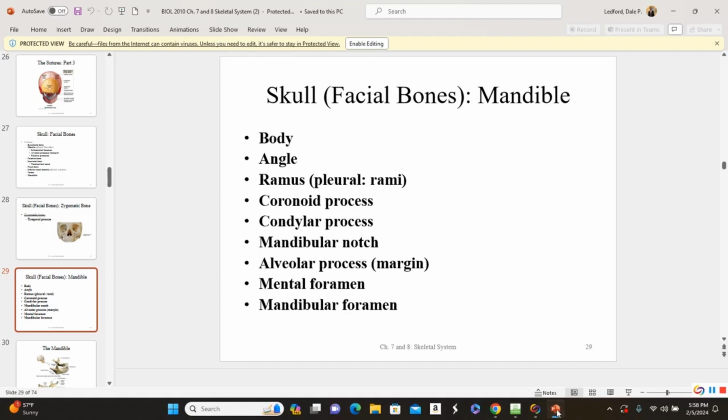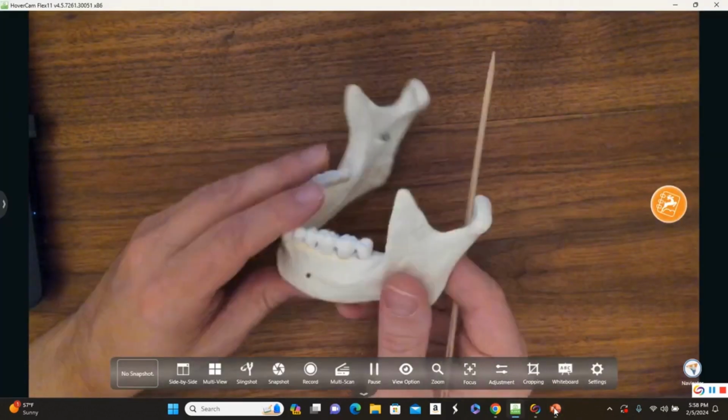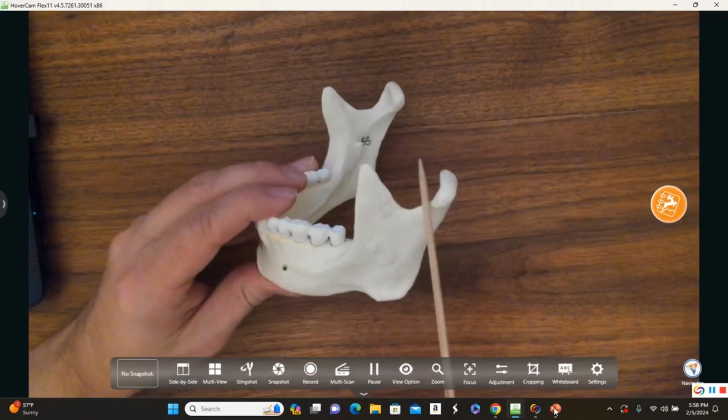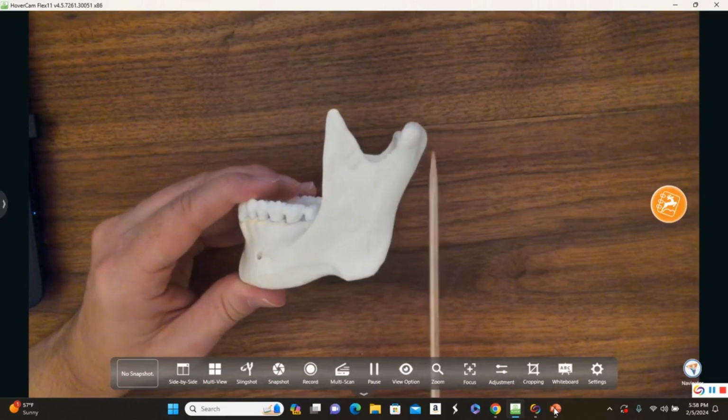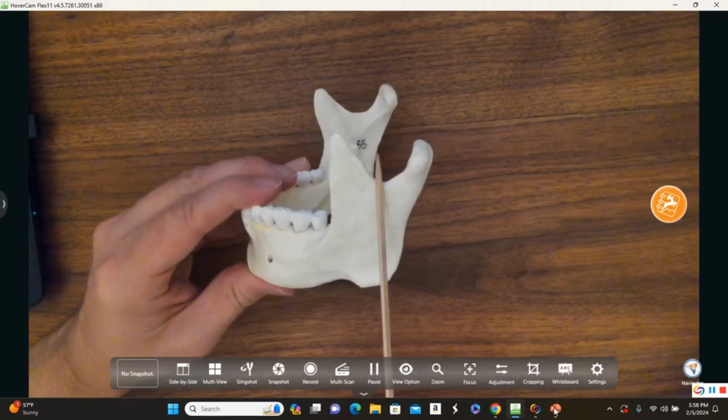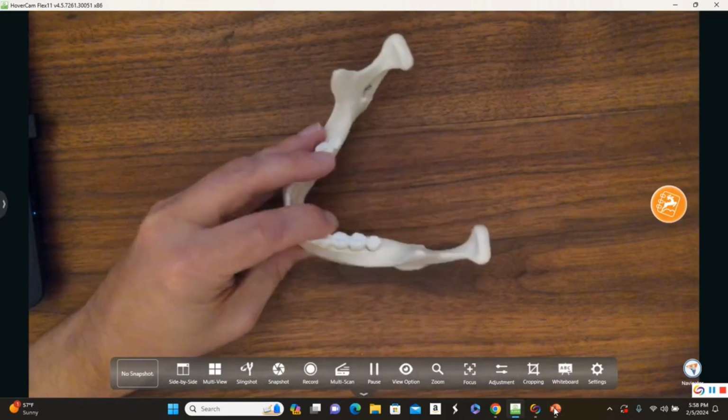There's a mandibular notch. Located between the two processes we just saw, there's a notch right here. This is the mandibular notch, located between the coronoid process and the condylar process.